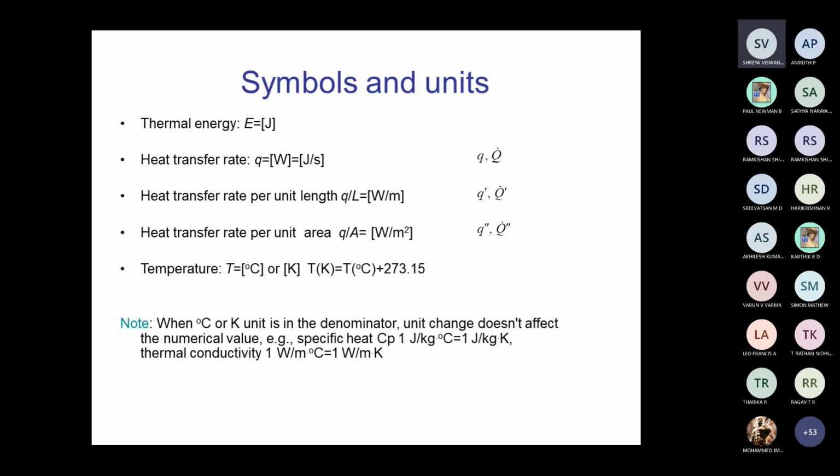Okay, when it is in the denominator, this is very, very important. Whenever I teach thermodynamics, this is very important because it gives us an idea about the temperature difference. So don't say, "Sir, the temperature difference is 20 degrees, so I have put 20 plus 273." Please don't do that. So 1 joule per kg degree C is equal to 1 joule per kg Kelvin.